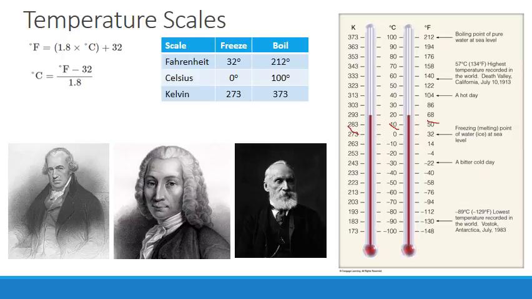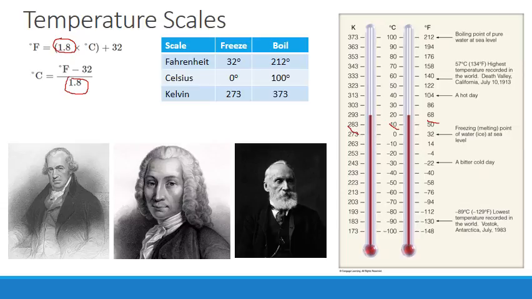Because the interval between the melting point of ice and the boiling point of water is 100 degrees on the Celsius scale and 180 on the Fahrenheit scale, a Celsius degree is larger than a Fahrenheit degree by a factor of 180 over 100, so 180 100ths, or 1.8. So that's where this magic number comes from, right? 1.8.